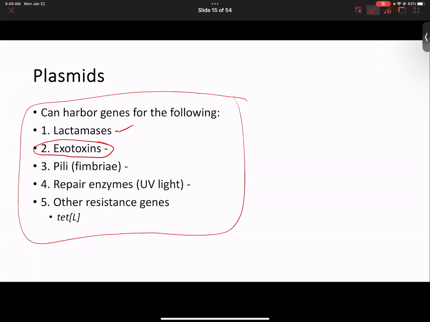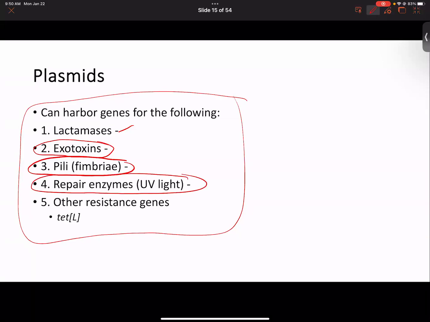Exotoxins, not endotoxins, but exotoxins. A lot of organisms will make and secrete exotoxins, and these exotoxins that do damage to patients in particular are encoded on plasmids. Attachment and motility proteins, pili and fimbriae, encoded on plasmids.